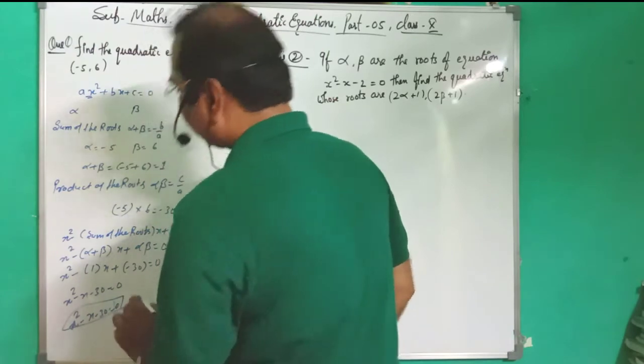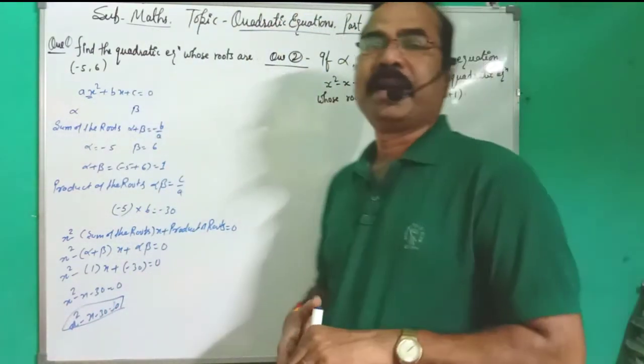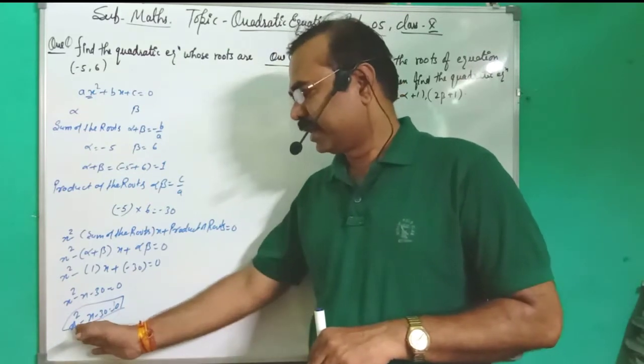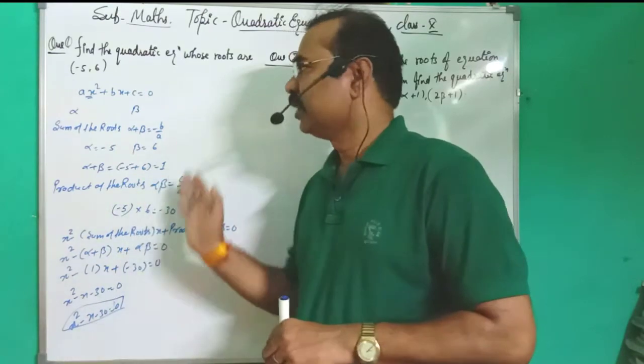That is your quadratic equation, x square minus x minus 30 is equal to 0. Our question was to find the quadratic equation whose roots are minus 5 and 6. So the equation is x square minus x minus 30 is equal to 0. That is your solution.